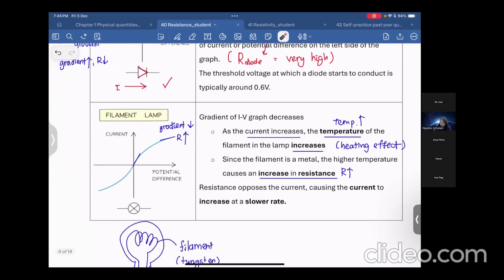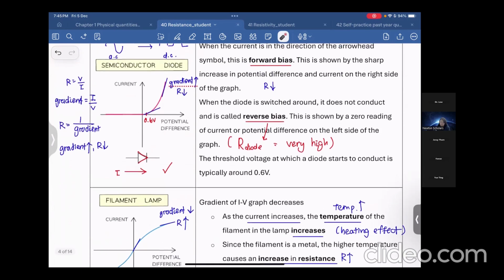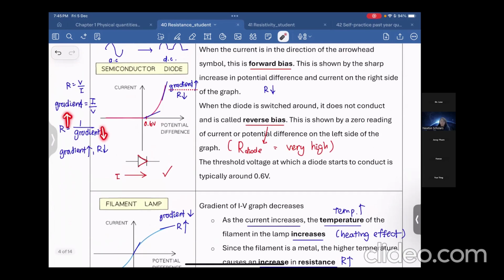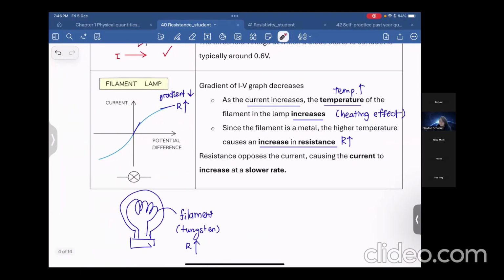Okay, right now it's curved like this. What is the difference? You will find out that the gradient at this part is reduced. Not that steep compared to the starting point. Less steep. So the gradient decreases because it is less steep. When the gradient decreases, your resistance will increase. For the filament lamp, from time to time, the temperature will increase, so the resistance will increase. So here, the resistance actually increases.